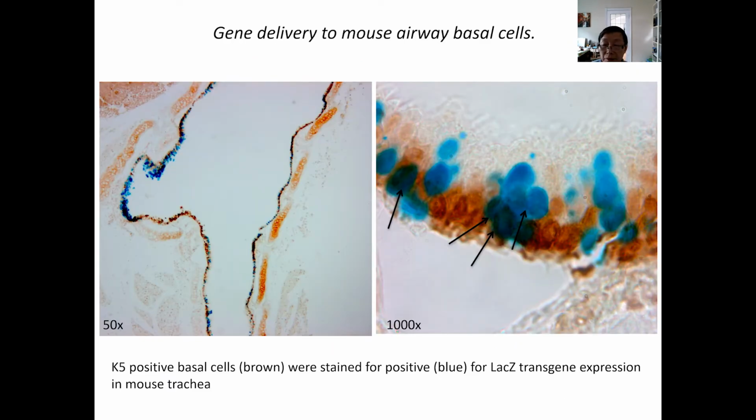Airway basal cells are a good target for permanent airway gene correction. The question is, can you deliver genes to basal cells? We have shown here that you can definitely deliver genes into the basal cells of mouse. We have also demonstrated that you can do it in pigs.